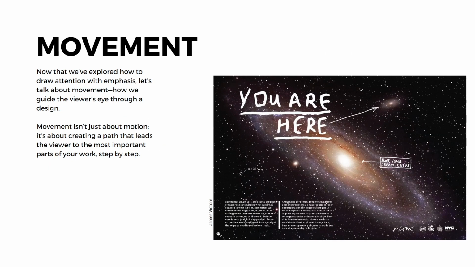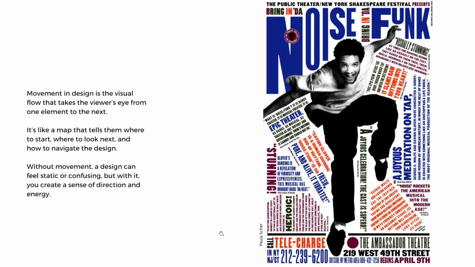Movement. So we've been talking about moving our viewer's eye through the page, and this is literal movement. So how do we get the viewer to look from point A to B to C? And it's not just about the motion, it's that path that's going to lead the viewer to the most important parts of your work step by step. Movement in design is going to take your eye from one element to the next.